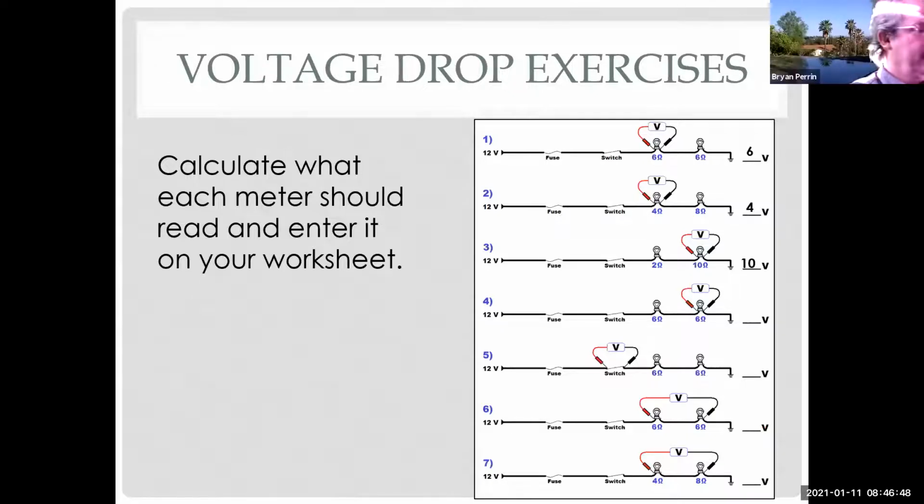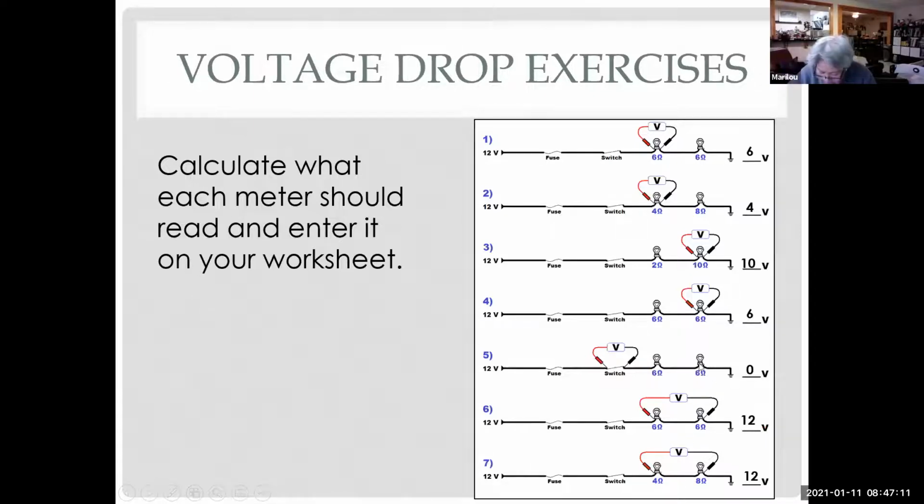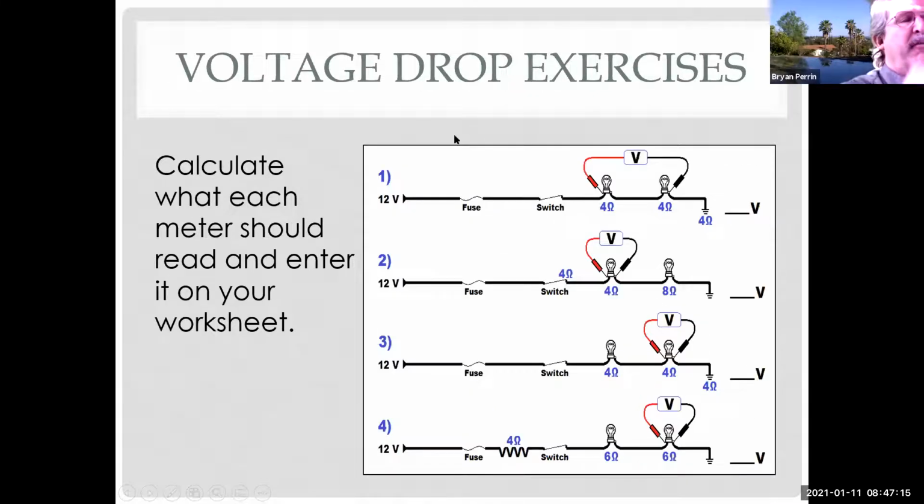What's number 4? 6. And what's number 5? 0. 0, because that should be electrically the same. How about number 6? 12. 12, right? Because I'm going across 12 ohms of load. How about number 7? 12. There we go. Now we're going to have a little fun.